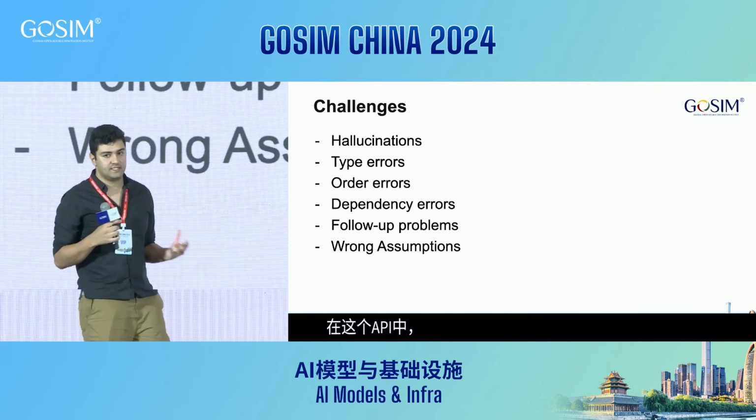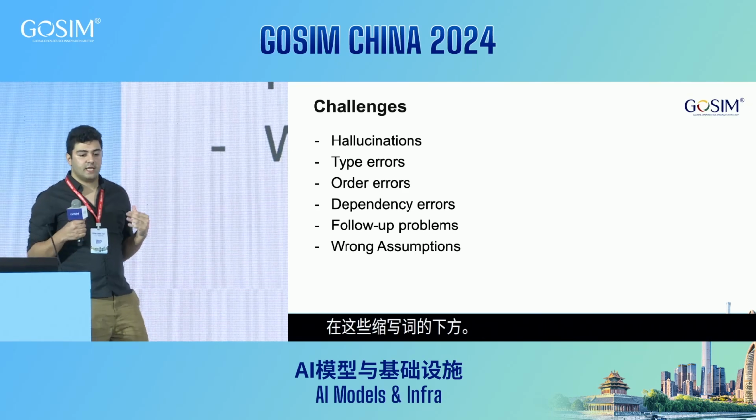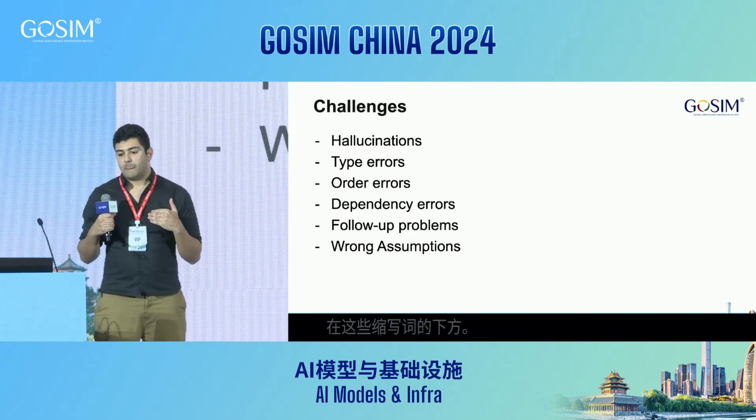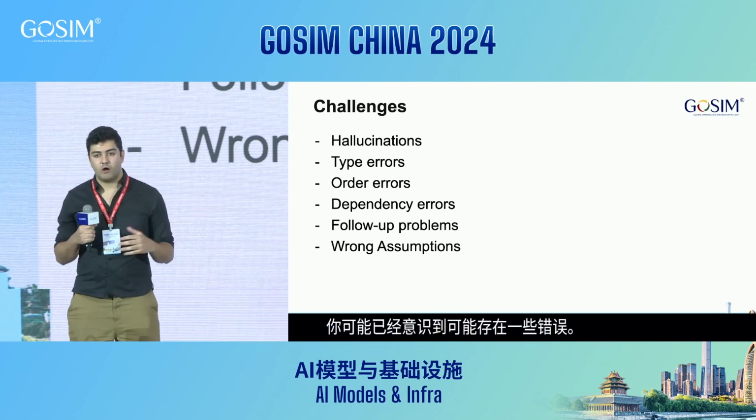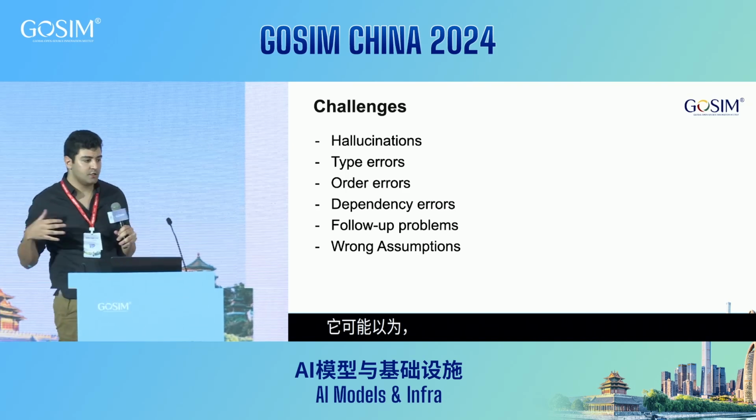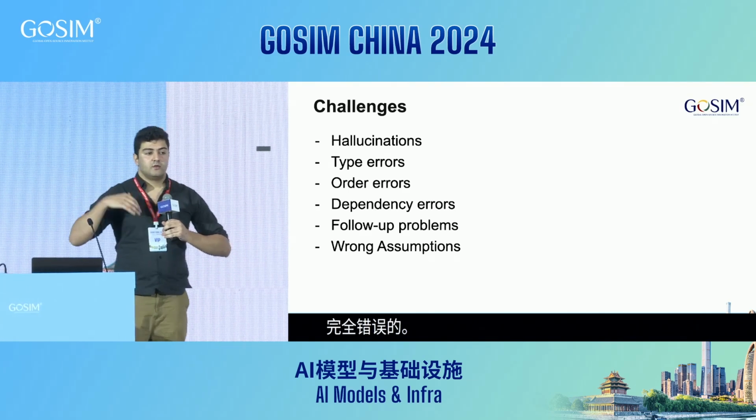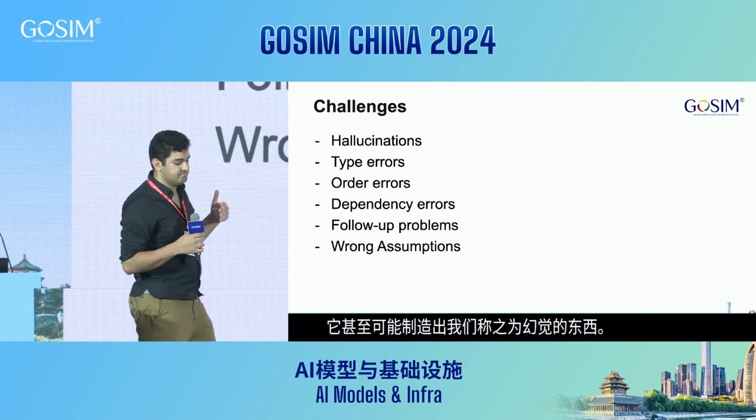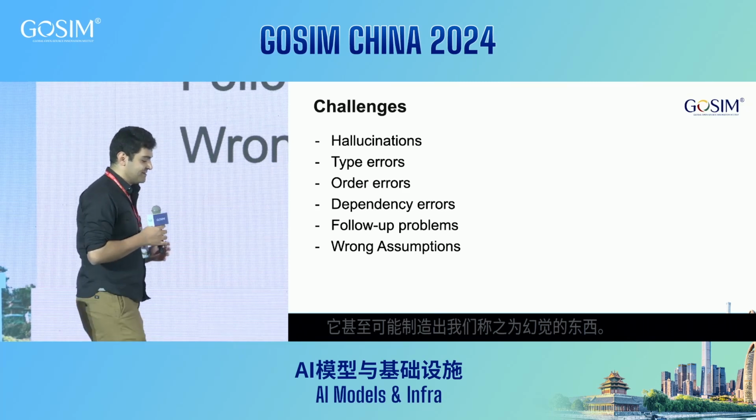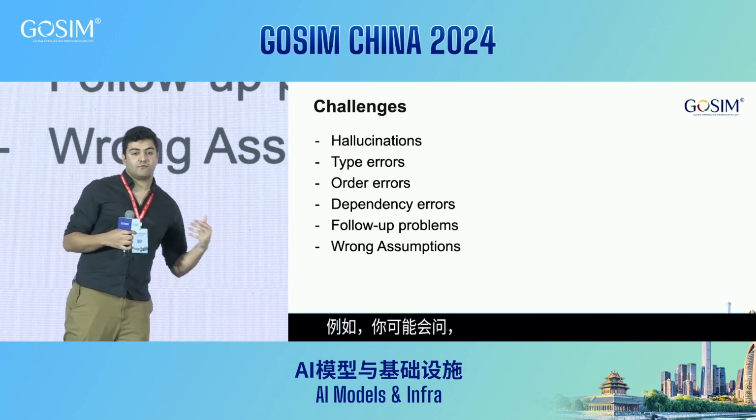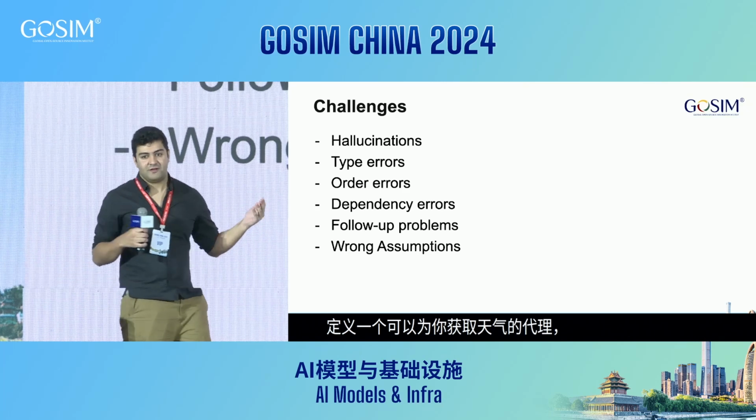So if you have developed agentic apps previously, you may have realized that the model may assume things wrong. It may think something about certain knowledge that is completely wrong, or it could make things up, which we call hallucinations. For example, you might define a weather function, an agent that can fetch the weather for you, but this is so funny: if you ask, what is the weather right now, without giving a location, it will just assume it's in New York for some reason.